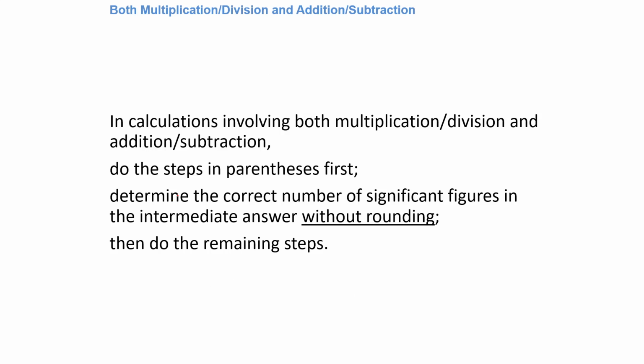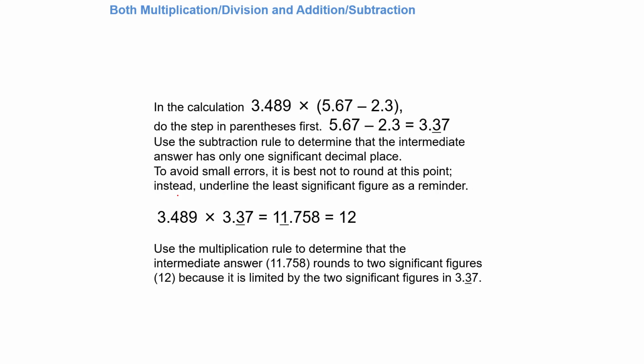In calculations involving both multiplication and division and addition and subtraction, do the steps in parentheses first, determine the correct number of significant figures in the intermediate answer without rounding, then do the remaining steps. So in this calculation, you're going to do the step in parentheses first, use the subtraction rule to determine that the intermediate answer only has 1 significant decimal place. Then you're going to multiply, and then you can figure out the number of significant figures from there.